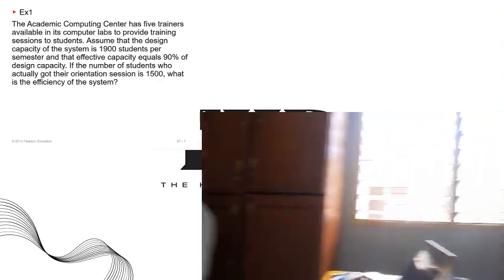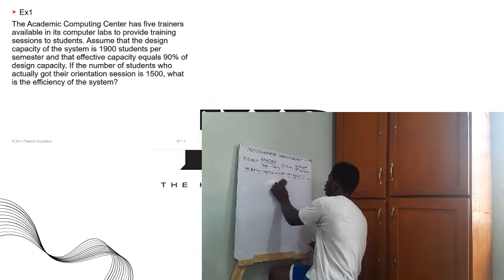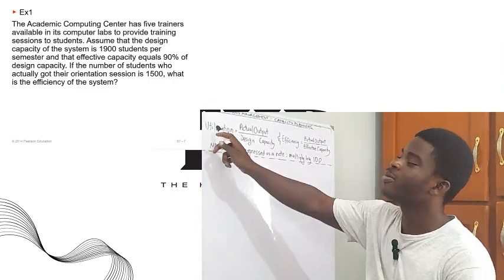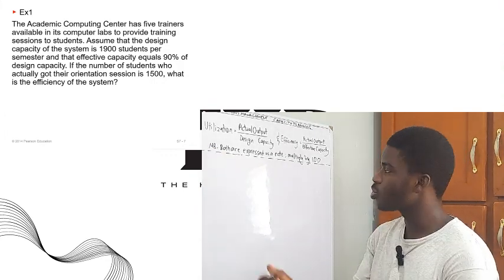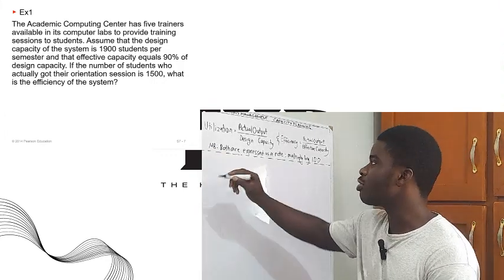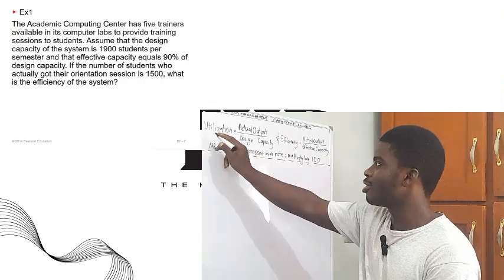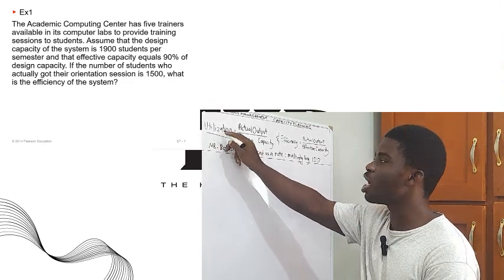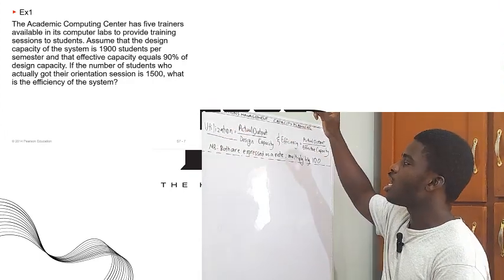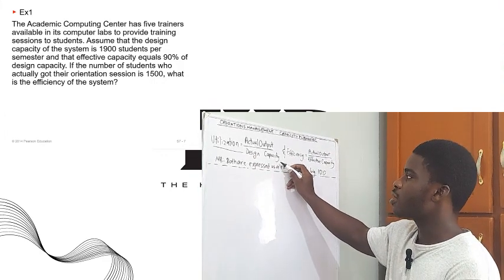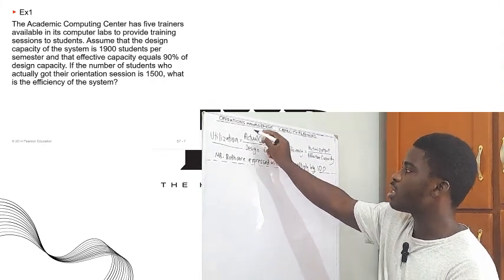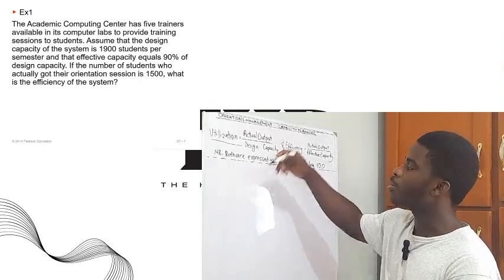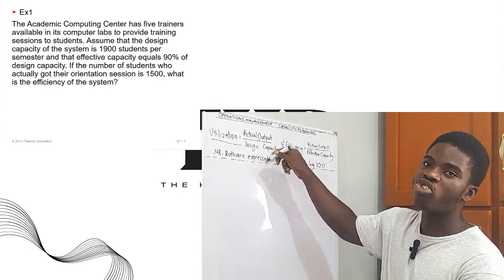We talked about that in the theoretical session, but don't worry, let's talk about that. For the sake of today, utilization is the percentage of design capacity. This is a ratio of actual output to design capacity, so we find the percentage of the design capacity that we are actually using.